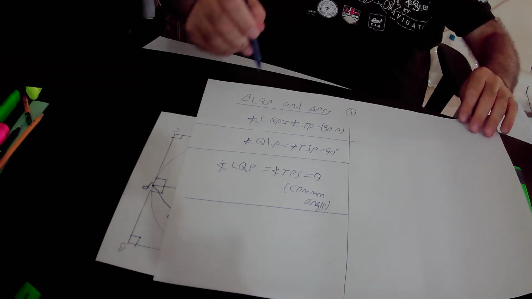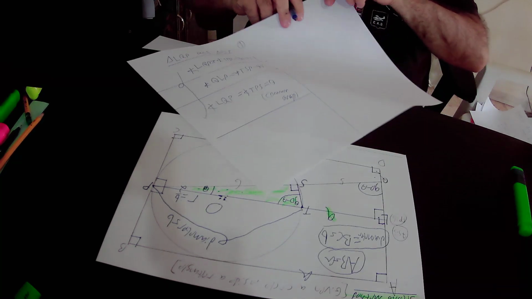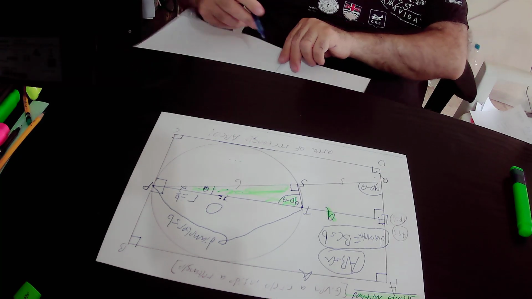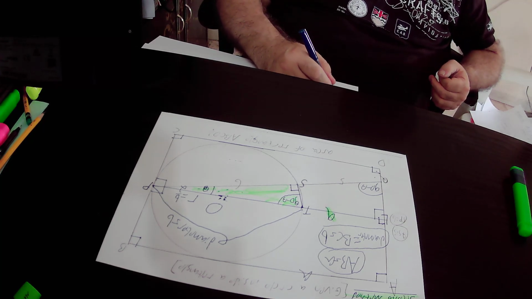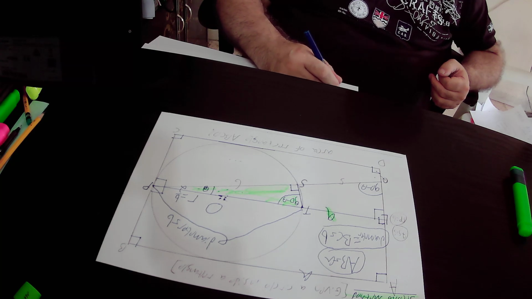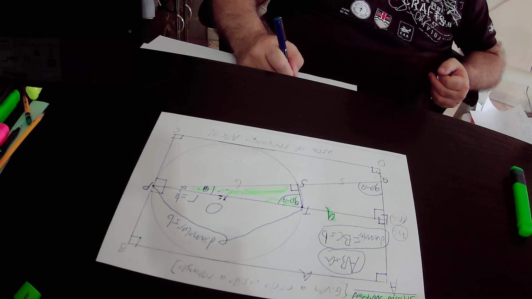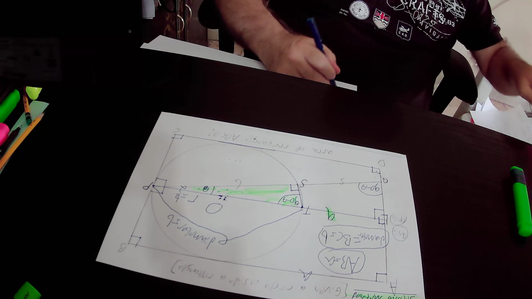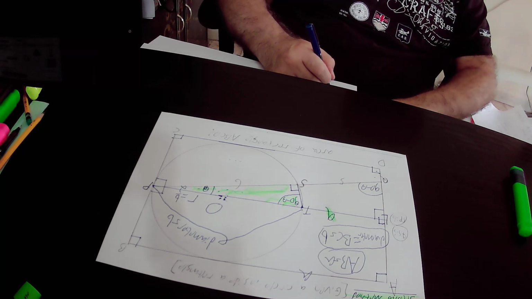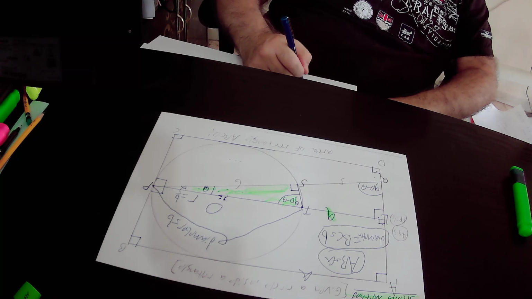So we actually proved that the big triangle LQP is similar to the small green triangle TSP, according to the angle similarity rule.